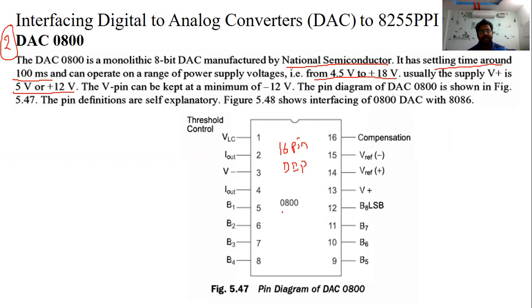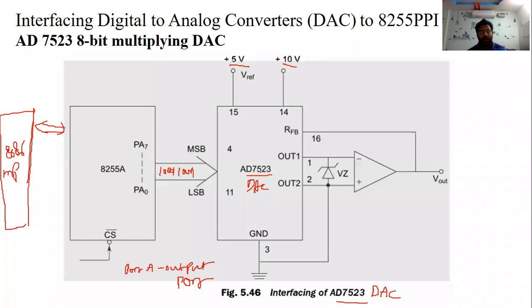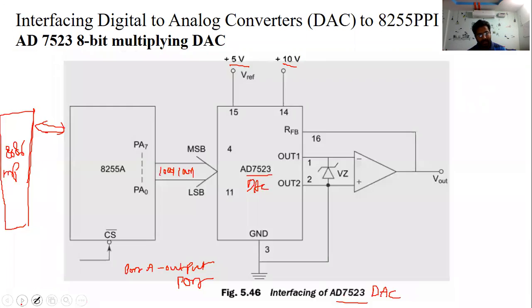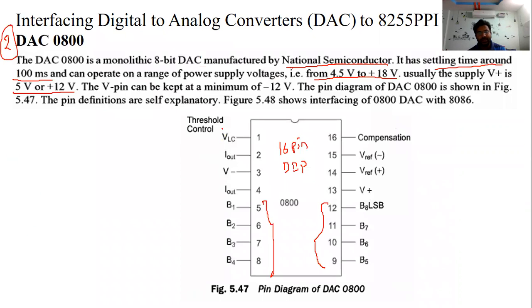Okay, this is a pin diagram. Again, you can see this is very much equivalent to the DAC 7523 structure. The only difference is in the output signal: you are giving a ramp output signal here. That is the only difference between the two.